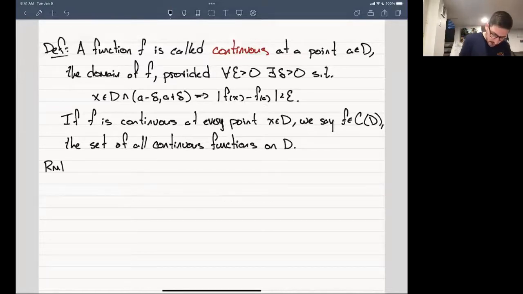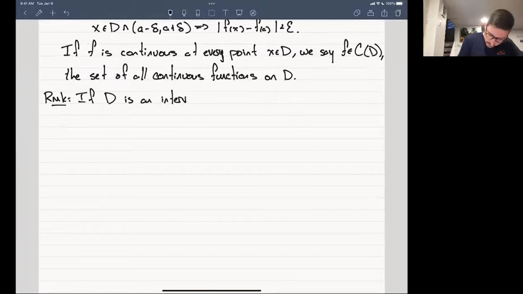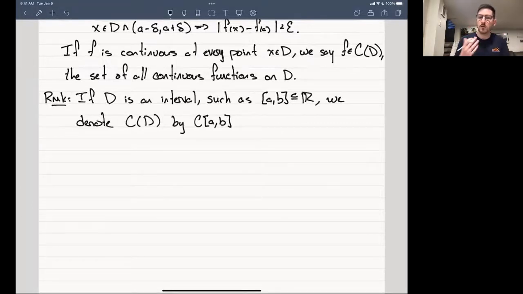Now there's a couple little remarks here. The first of which is that if D is equal to some interval, such as maybe a closed interval a to b in R, we denote C of D by C of a, b. So we just drop the extra set of brackets so that things aren't confusing here. So that's our first case.